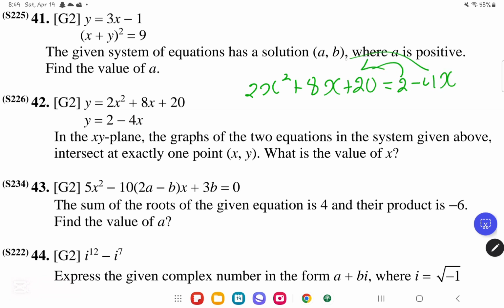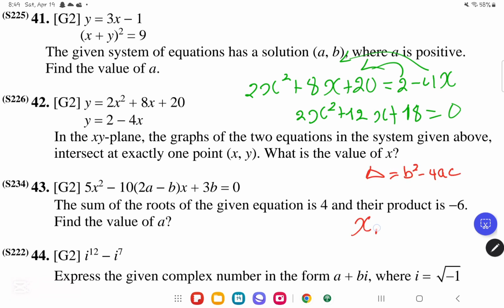Move them to the other side. You will get 2x squared plus 12x plus 18, sorry. So 2x squared plus 12x plus 18 is equal to 0. Then again, you could solve for the roots. You could use the discriminant method: the discriminant is b squared minus 4ac, and then the roots x1 and x2 are equal to minus b plus or minus radical discriminant over 2a. You could do it like this, or you can put it on your calculator.